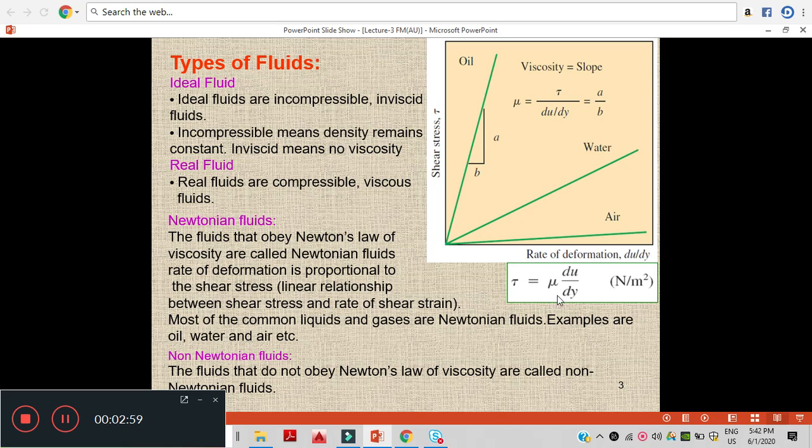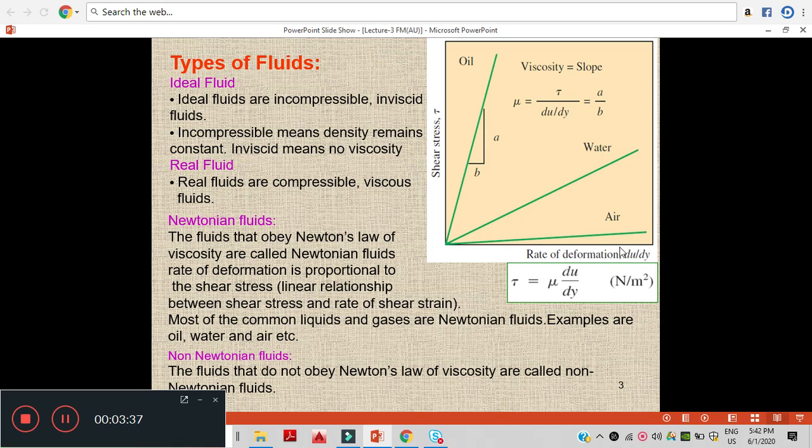So what is the viscosity line and what is the shear stress line? And du by dy, what is this? This is basically the rate of deformation. That means if there is no viscosity, it doesn't offer any resistance. So basically this is the line where the ideal fluids lie. This is the horizontal line. At this point the viscosity is 0.